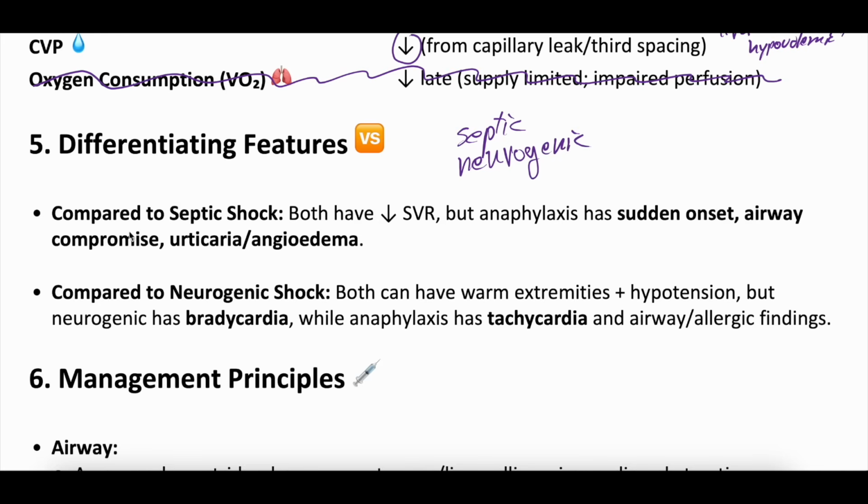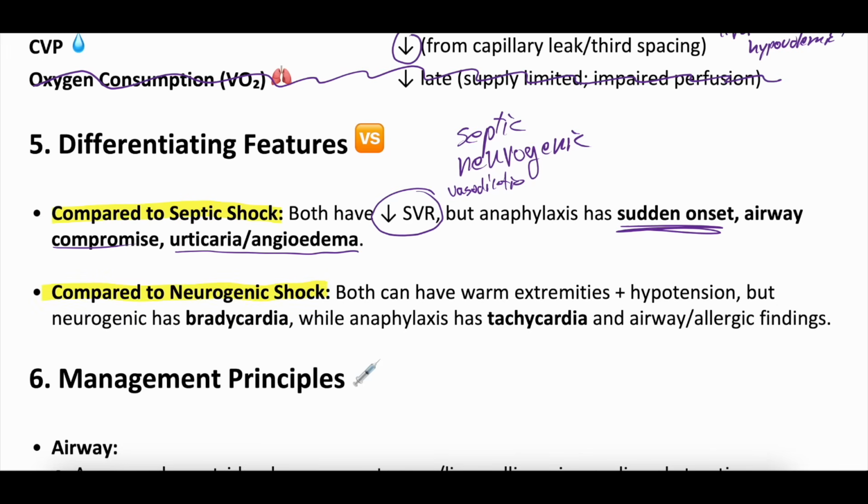So compared to septic shock, anaphylactic shock and septic shock both have a low SVR, a low systemic vascular resistance, a vasodilated state. But anaphylaxis is often very sudden in onset and usually will have respiratory compromise as well as skin findings, urticaria or angioedema. Okay, so that's much more characteristic of anaphylactic shock.